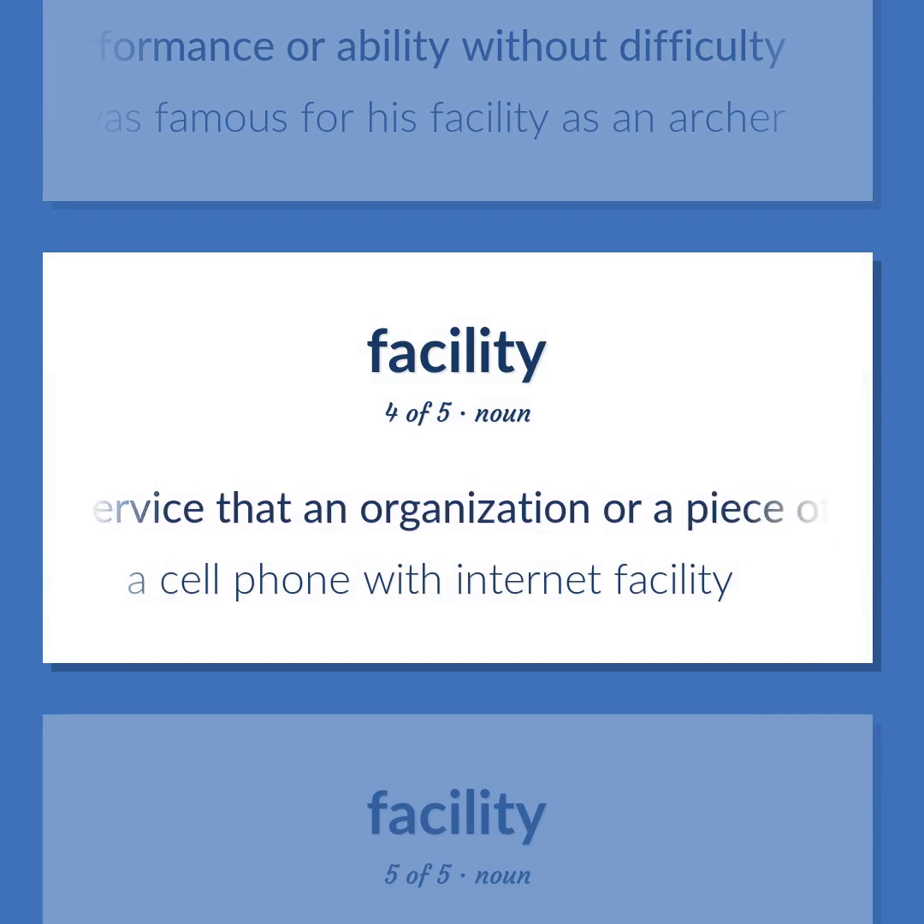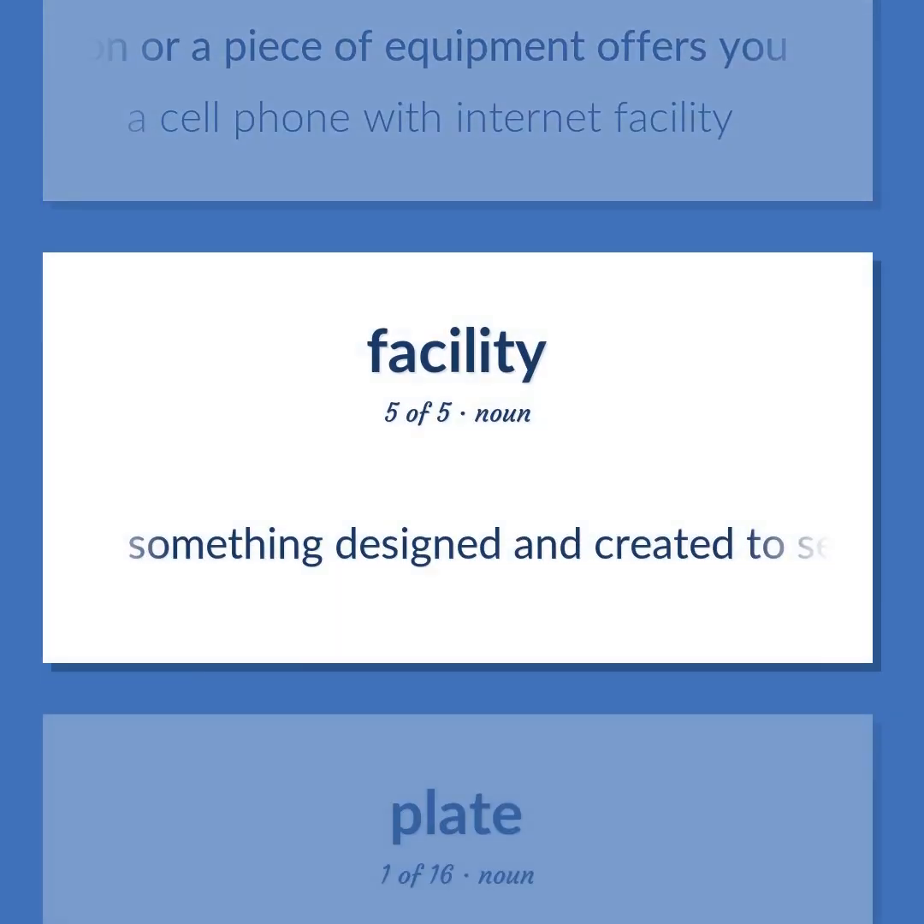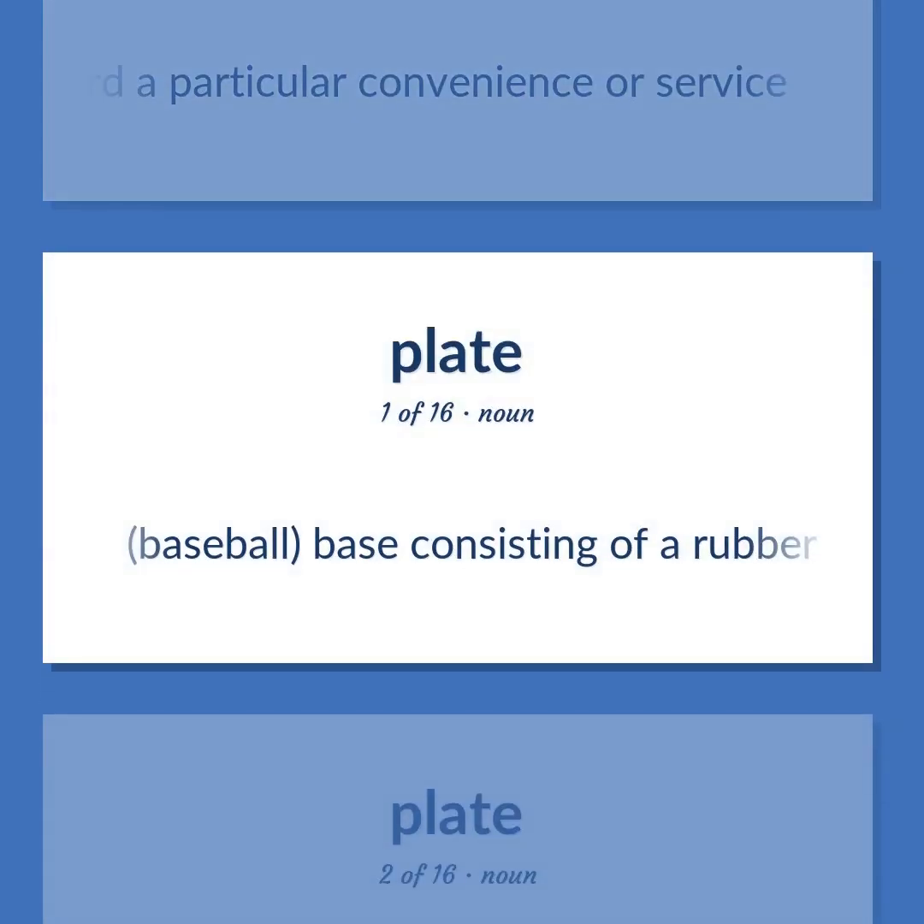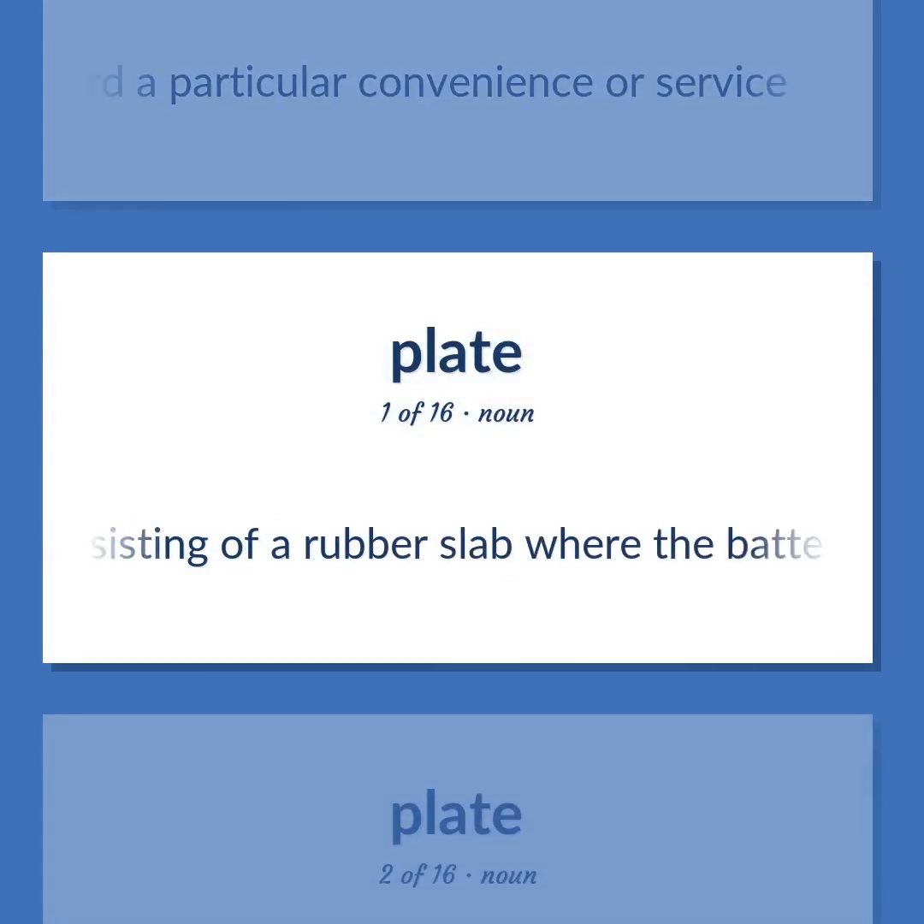A service that an organization or a piece of equipment offers you. A cell phone with internet facility. Something designed and created to serve a particular function and to afford a particular convenience or service. Baseball. Base consisting of a rubber slab where the batter stands. It must be touched by a base runner in order to score.